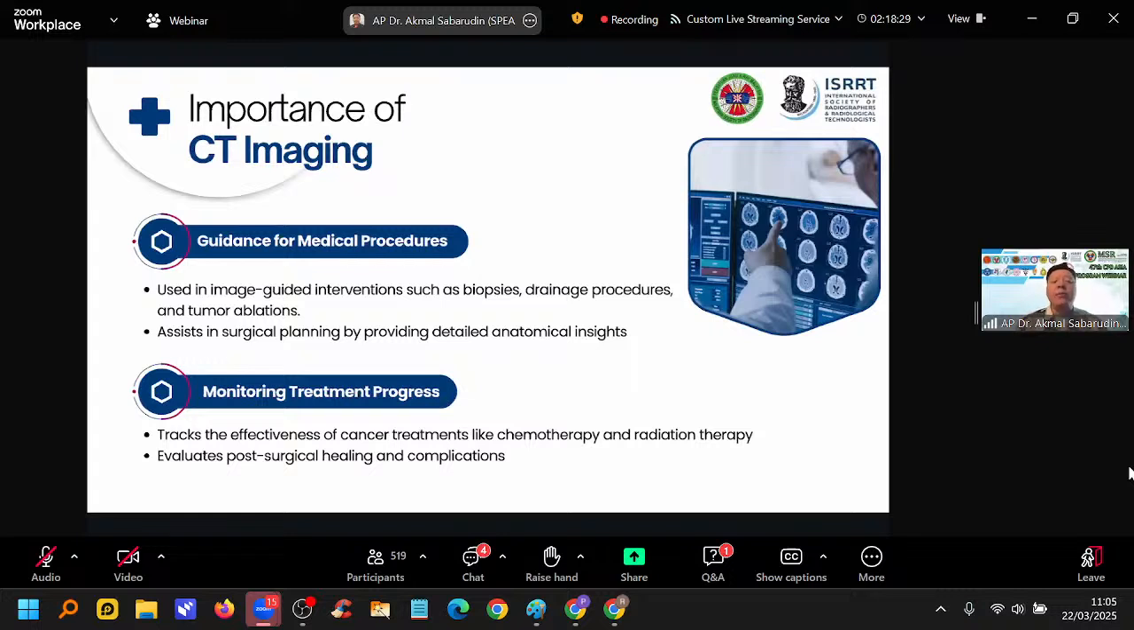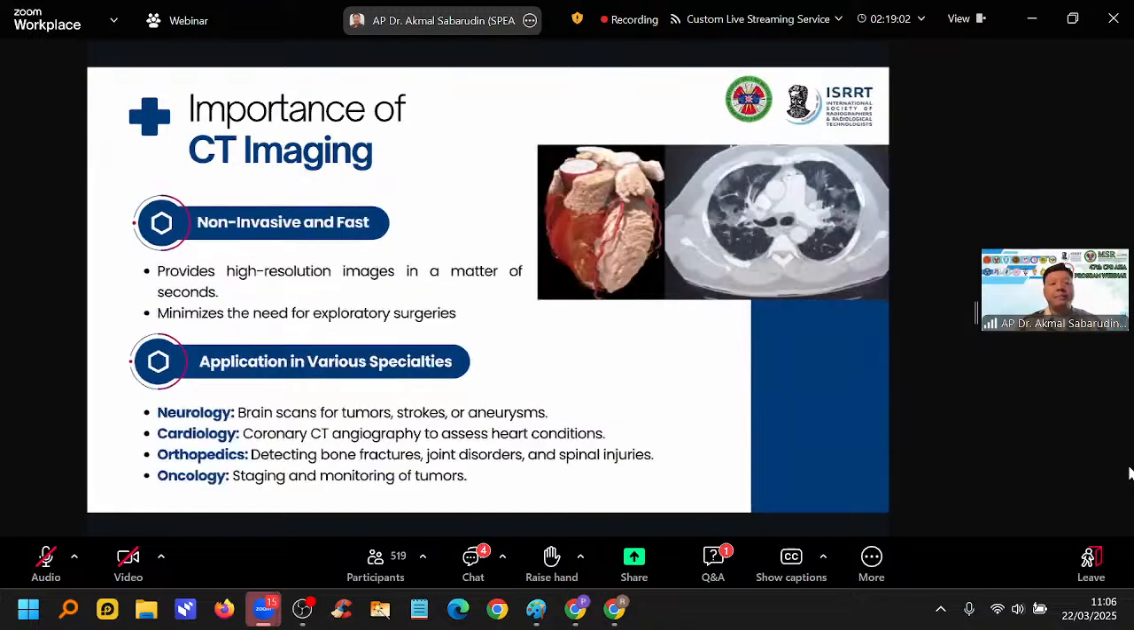And then, evaluating post-surgical healing and complications. Post-surgery, we can see whether there is anything abnormal inside, because sometimes, touch wood, medical surgical negligence could happen. We heard about it in the news a long time ago, that there were a lot of incidents, but by using CT, it can monitor whether it is safe or not after a procedure has been done.